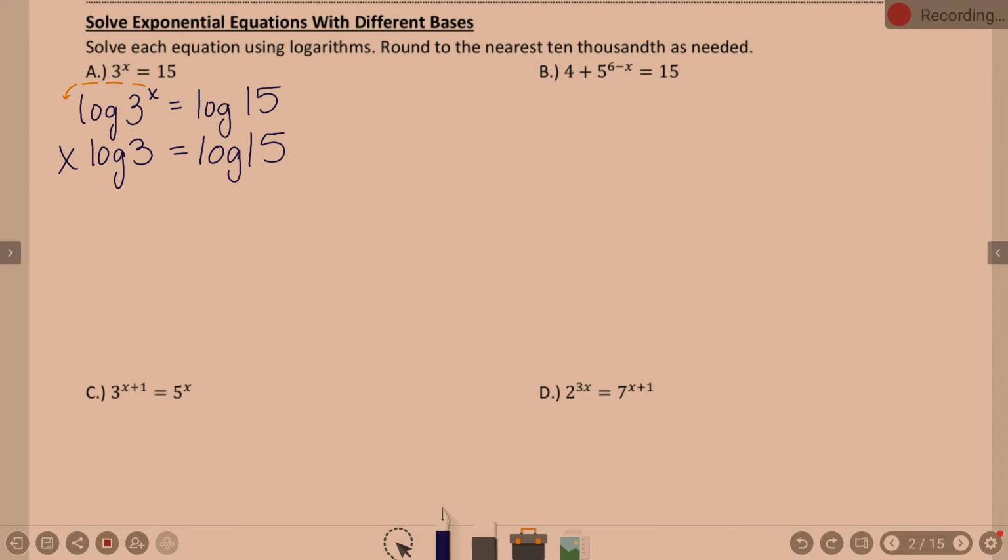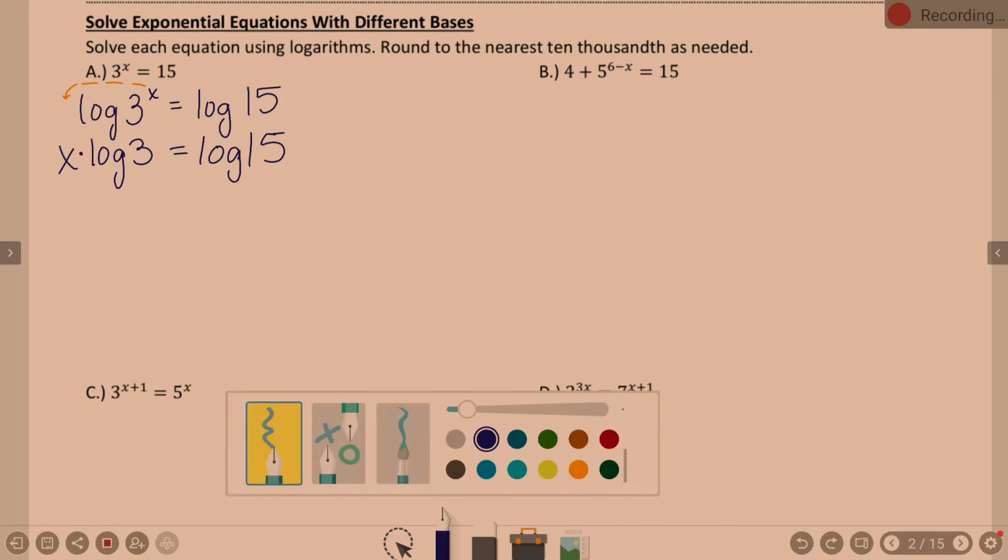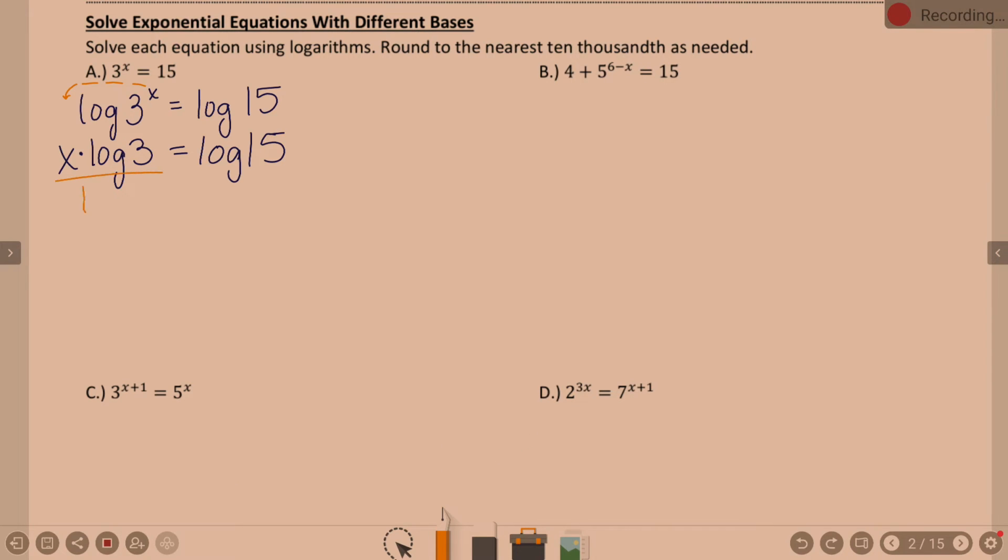And so if you think about this, if it's x times log of 3, we're trying to solve for x. What's going to undo multiplying by log of 3? That's going to be dividing by log of 3. If I divide one side by log of 3, we're going to divide the other side by log of 3. Notice log of 3 can cancel with log of 3, and x is going to be whatever log of 15 divided by log of 3 is.